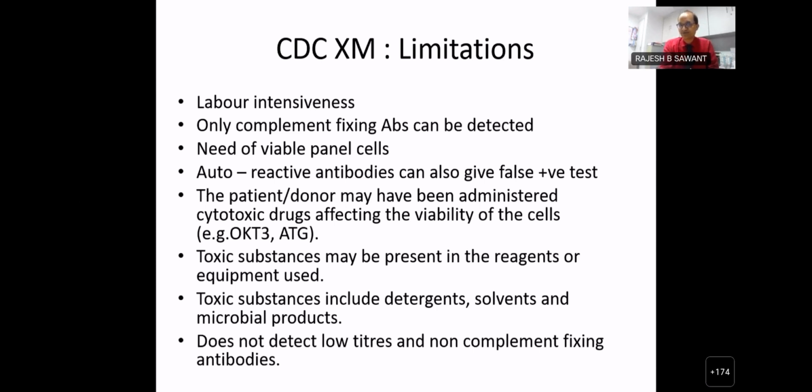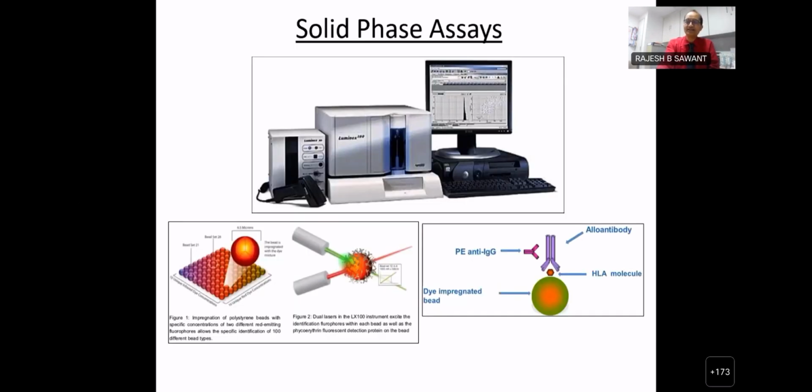It takes about 4 hours to complete the test, and at each step there are various timelines involved. You have to be very, very specific in dispensing the reagents, etc. The cell separation is difficult, isn't it? Another important consideration is only complement fixing antibodies can be detected. If you don't have complement fixing antibodies, then they may be undetected in this case, right? And then there is a lot of interference with other substances like solvents, microbial products, toxic substances, detergents, etc. Right? So all these things you need to bear in mind while reporting your CDC test results, right?